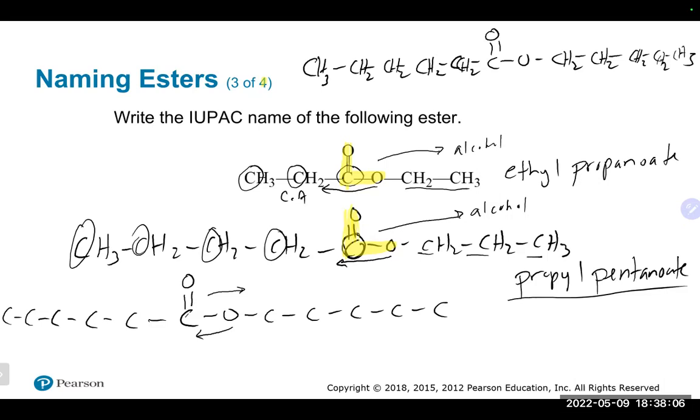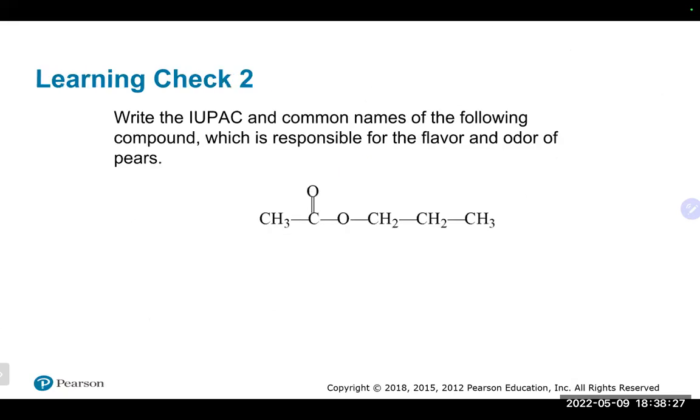Any questions on that particular one? So once again, we got 1, 2, 3, 4, 5 for our pentyl. We have 1, 2, 3, 4, 5, 6 for our hexanoate. So pentyl hexanoate. Any questions on either of those two? Just picking smaller carbons is really the better move, I think.